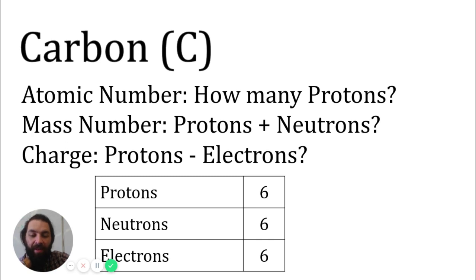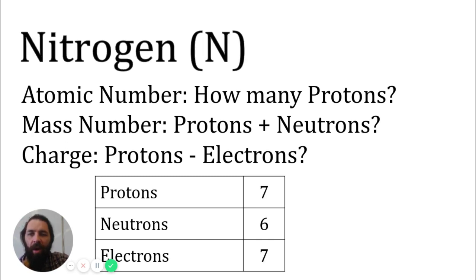That's going to be the case a lot of the times, but not all the times, as we'll see in a little bit. All right, another one here. So nitrogen has 7 protons, 6 neutrons, and 7 electrons. What's the atomic number? 7, right? Count the protons. Mass number, 13. Protons plus neutrons. And the charge, 0 again, right? Okay, 7 minus 7 is 0.